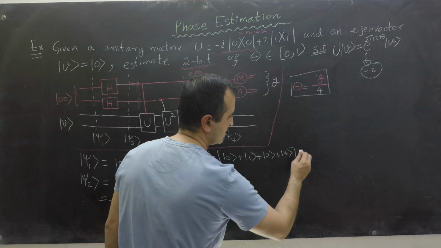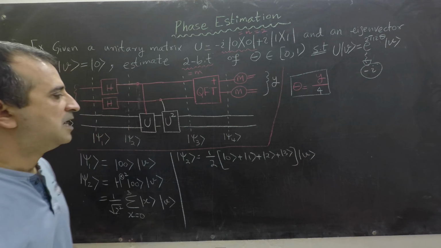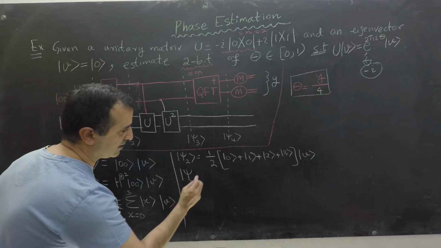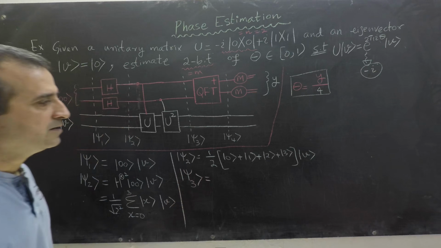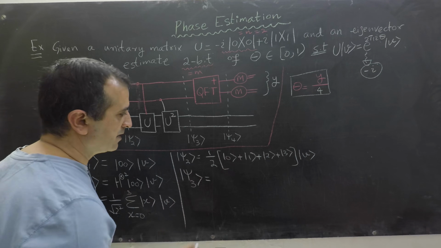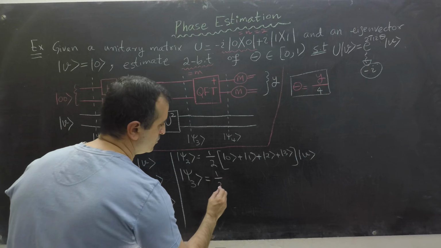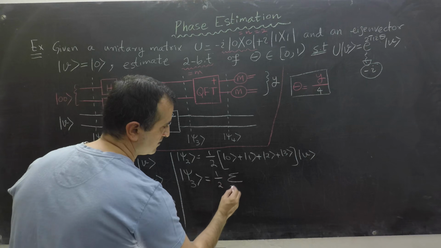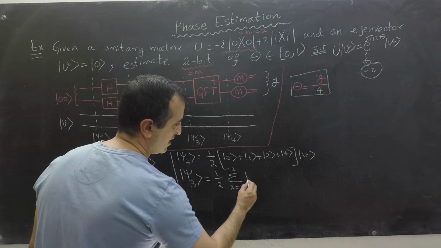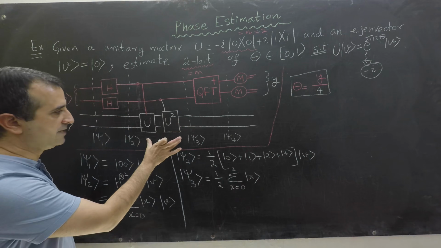And my second register has |v⟩, which is my eigenvector. Now I have to calculate my |ψ3⟩. My |ψ3⟩ is that I apply a unitary matrix operation on my second register. So let's first write it in general form. It will be 1/2, sum over x from 0 to 3, and here I will have |x⟩. We have discussed in the last video what this operation is.